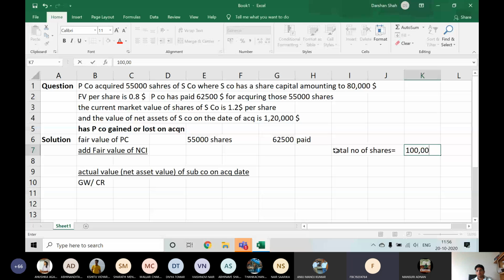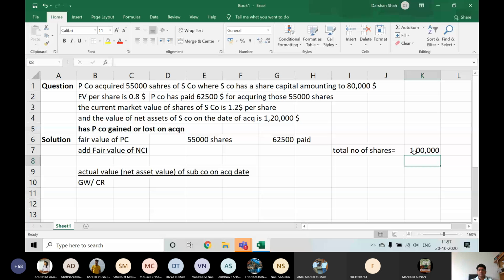So I can also calculate this as 80,000 divided by 0.8. So total number of shares is 80,000 divided by 0.8. So that gives me 1 lakh. So NCI will be what? NCI will be 1 lakh minus 55,000 shares, so 45,000 shares into what value?